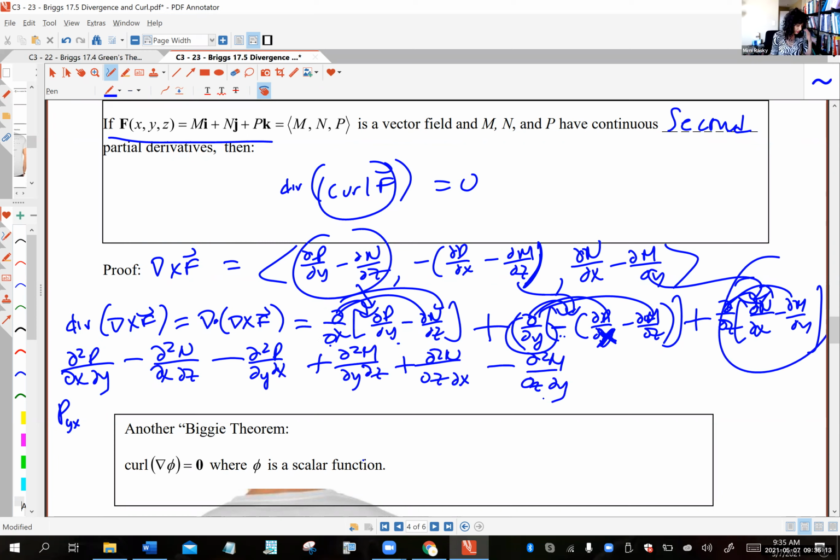Okay, now here is the cool beans part of it. Do you guys remember that mixed partials are equal? Do you remember like fyx is the same as fxy? Do you remember that?